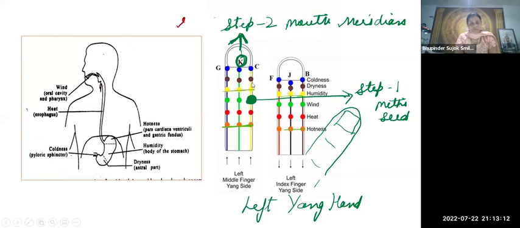For example, this wind point, as you see in the picture, is related with your oral cavity, the mouth area. Then the heat point is related to the esophagus, and the hotness point, orange color. Heat is red, orange is hotness, which is related to the upper part of the stomach, and then humidity. This humidity is the middle part of the stomach, and then this lower part, the antral part.